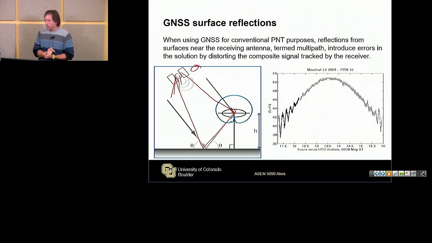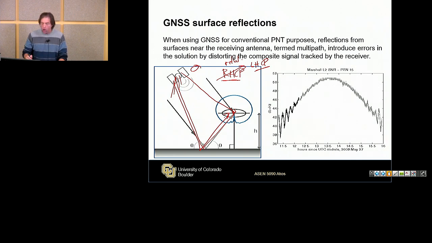We talked about this a little bit at the beginning, but GPS is an RHCP signal, right-hand circular polarized. So when a signal reflects, it usually changes the polarization into an LHCP signal, left-hand circular polarized. So you get a change in polarization, and the antennas are designed to reject that, because this path has a longer time delay to get to me. So I'm going to estimate the satellite is further away, which causes me a problem when I'm trying to get my range to that satellite. So the problem is I really don't want to see that.